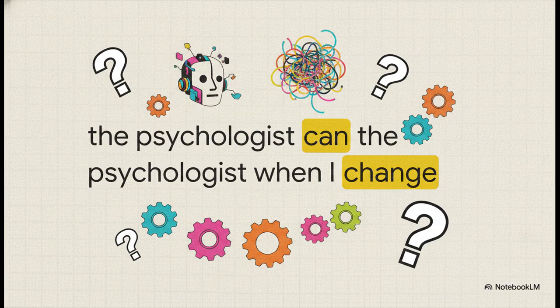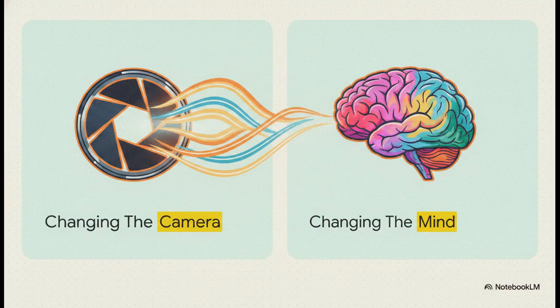So what happens when we actually stitch this literal, disjointed translation back together? We get that exact phrase. Listen to how utterly absurd that sounds. The psychologist can the psychologist when I change. It totally highlights the sheer ridiculousness of this text showing up as the foundational data for a fast-paced camera tutorial. Honestly, it reads way less like an instructional photography guide and much more like some fragmented poetry, or maybe an abstract philosophical thought spat out by a deeply confused AI. Changing the camera versus changing the mind.